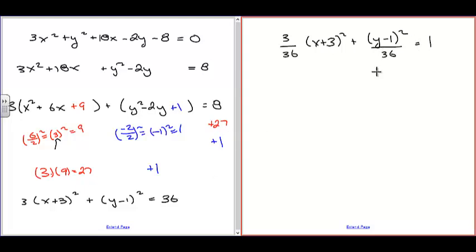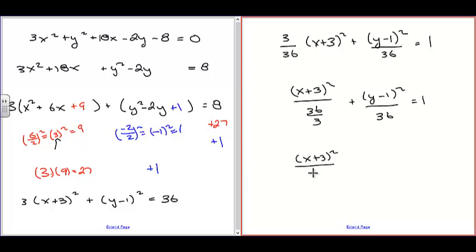So the right-hand side becomes 1. We take this one, okay, everything's fine. Here, we're going to have 36 divided by 3. This 3 in the numerator becomes the denominator fraction down here. And 36 divided by 3 is 12. So we get (x plus 3) squared over 12 plus (y minus 1) squared over 36 equals 1.